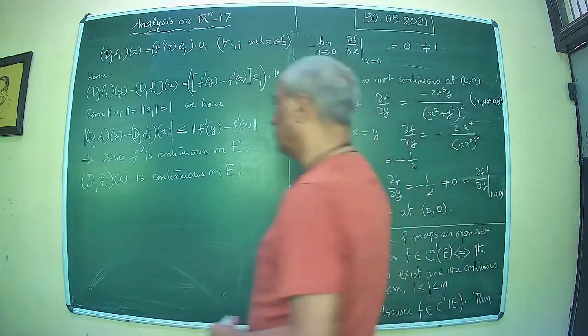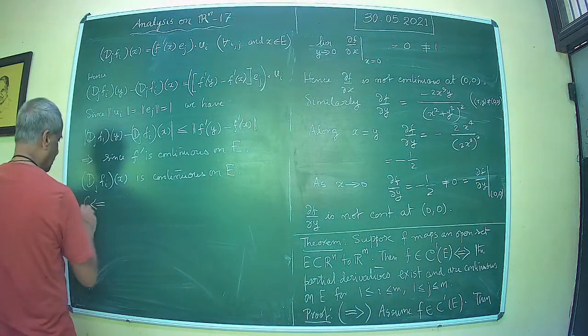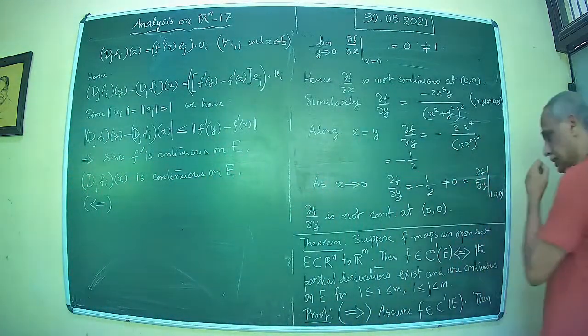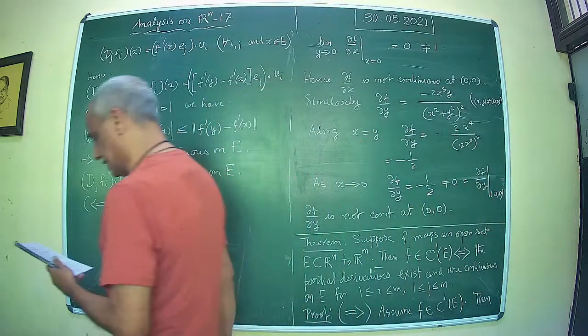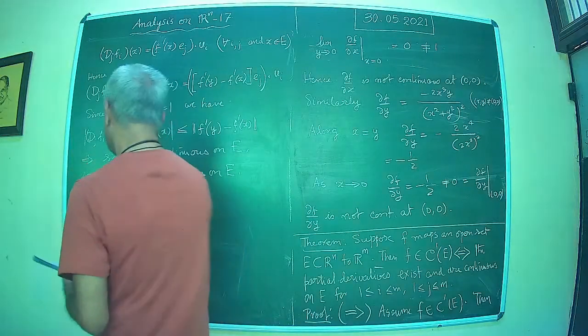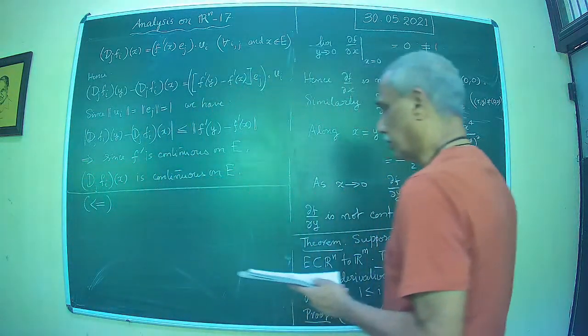Okay. Now we prove the converse. The converse is the following. So we are assuming that all the partial derivatives exist and are continuous. Then we show that f derivative exists and is continuous. Prove the converse. So this is one part, proving the converse.